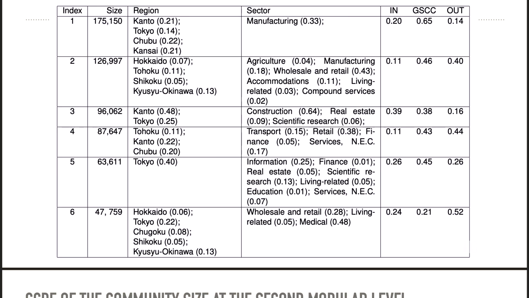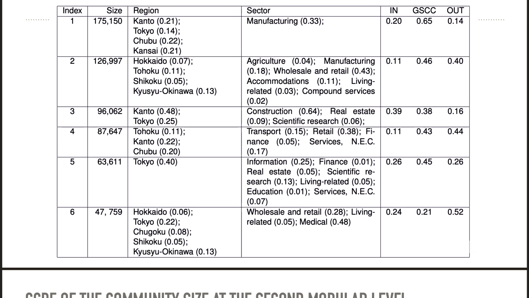So you can see that in the fifth largest community, the IT, finance, real estate, scientific research, all are actually based in Tokyo. So this is a Tokyo-based community, community 5. And community 6 is again wholesale, retail and medical, mostly the medical and health sector, which are spread over most of the regions. So they are not in any particular region. They are over all of these 5 regions, and you can see that this is actually dominated by the out component of the bow tie structure. So 50% of firms are from the out component.